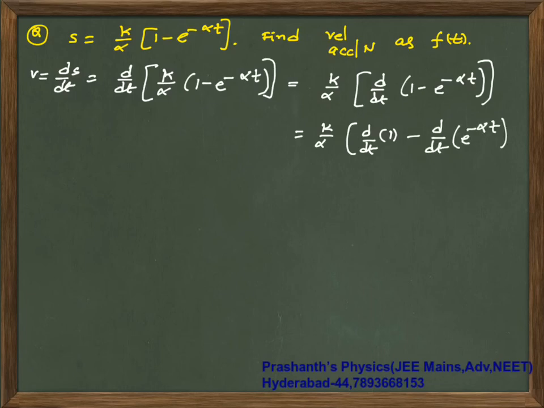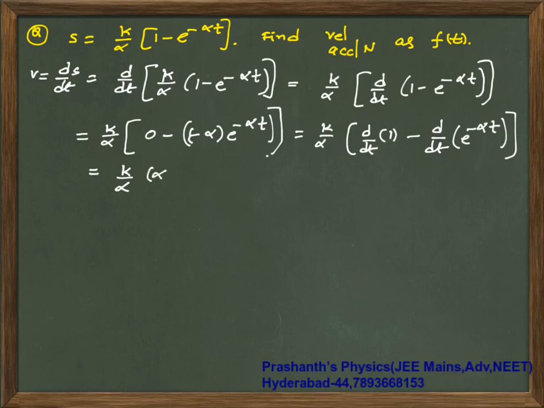So further simplifying, that will give you k by alpha times derivative of 1 is 0 minus derivative of e power minus alpha t is minus of alpha into e power minus alpha t, because derivative of e power ax is a times e power ax. So finally you will get k by alpha into alpha e power minus alpha t. Alpha will go off, so you will get k times e power minus alpha t.